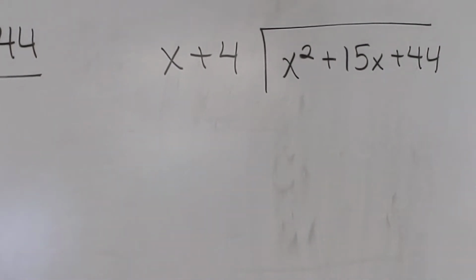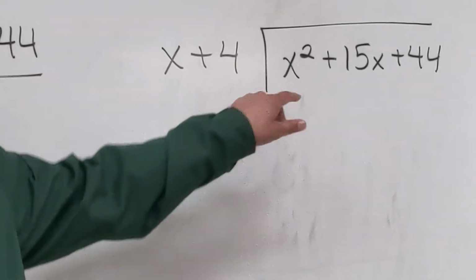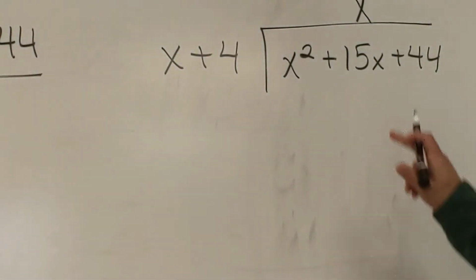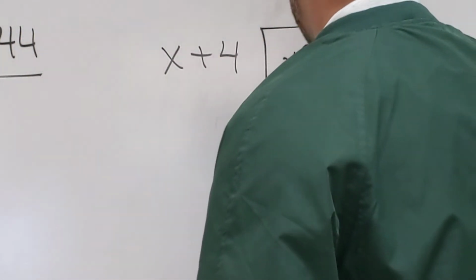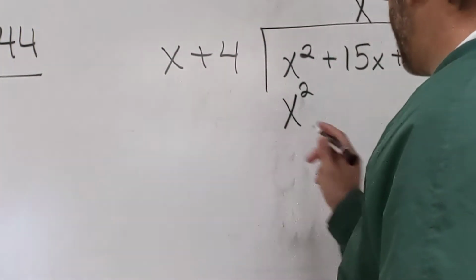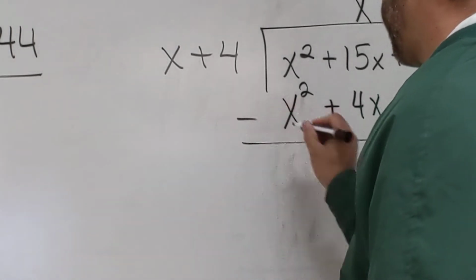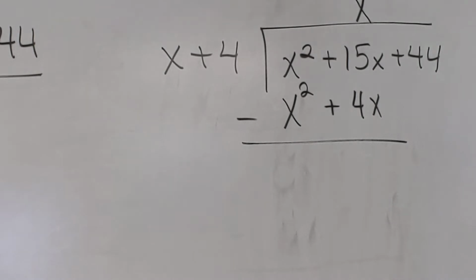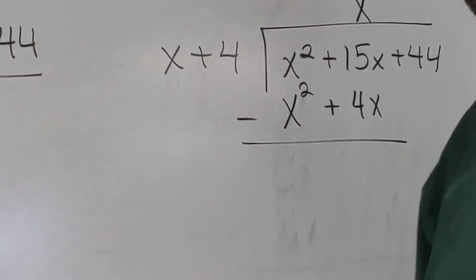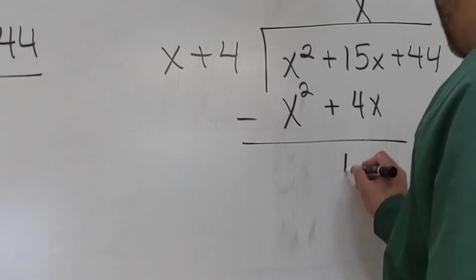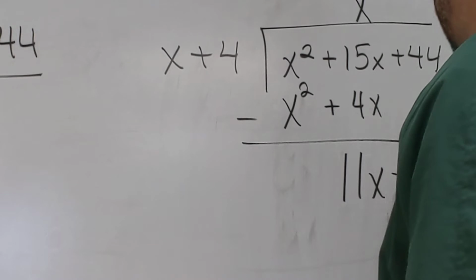All right, so I asked myself the same question. What do I have to multiply x by to get x squared? So same thing, I'm going to multiply by x. So x times x is going to be x squared. And then x times 4 is going to be 4x. And so now I subtract. So x squared minus x squared, that term is eliminated. 15x minus 4x leaves me with 11x plus 44.